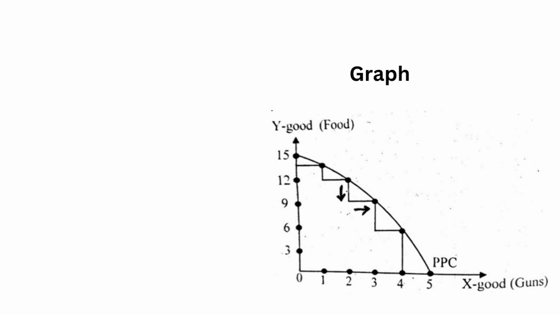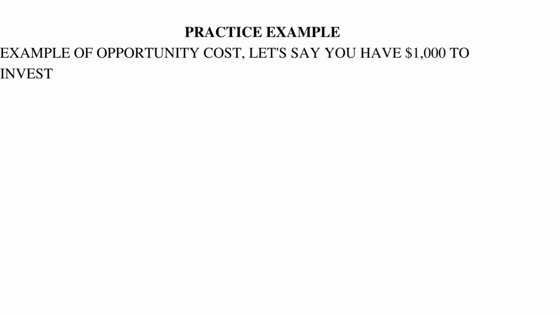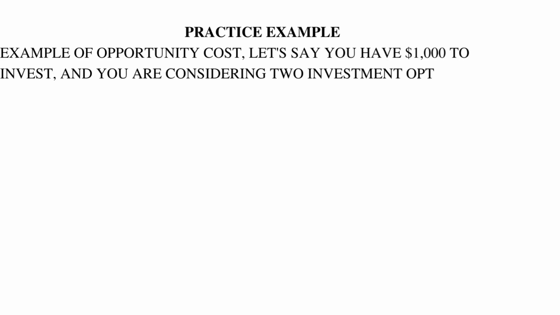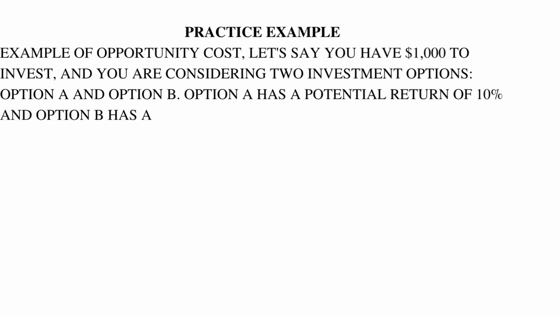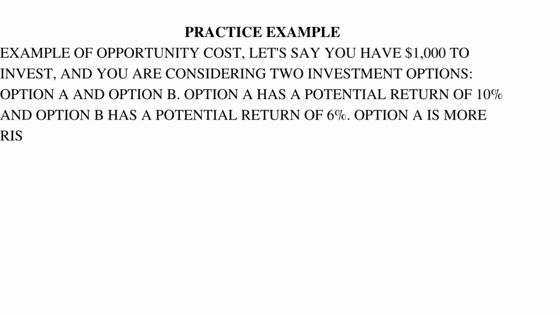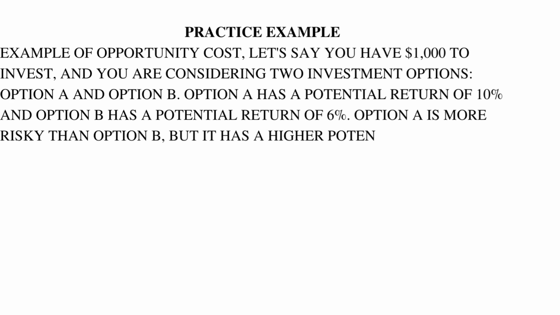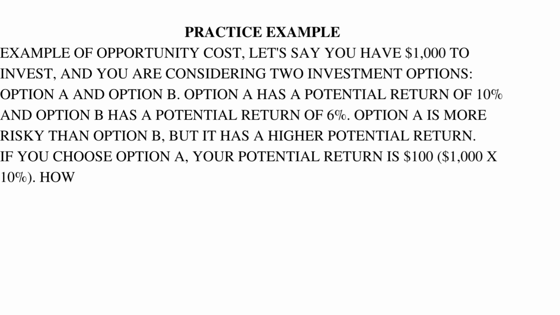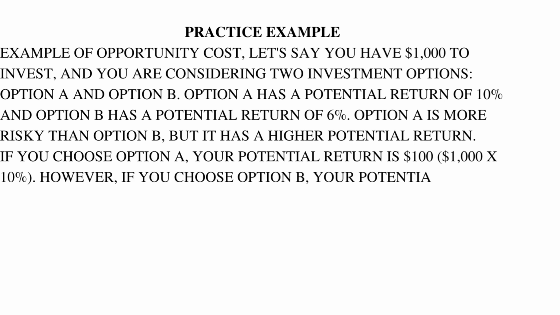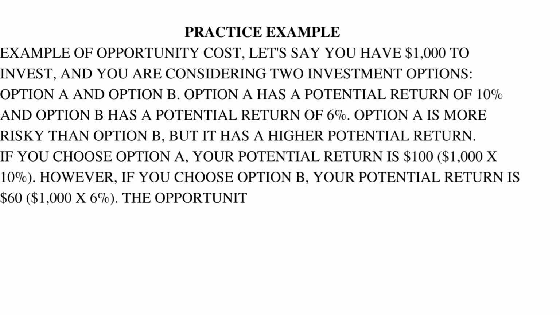Practice example. Example of opportunity cost: let's say you have $1,000 to invest, and you are considering 2 investment options, option A and option B. Option A has a potential return of 10% and option B has a potential return of 6%. Option A is more risky than option B, but it has a higher potential return. If you choose option A, your potential return is $100, $1,000 x 10%. However, if you choose option B, your potential return is $60, $1,000 x 6%.